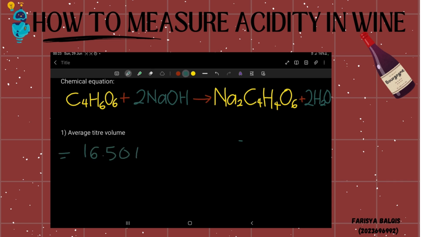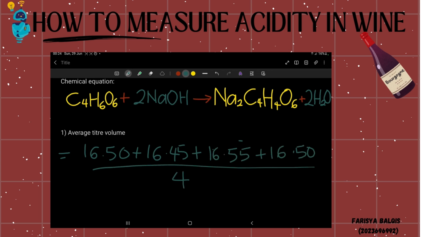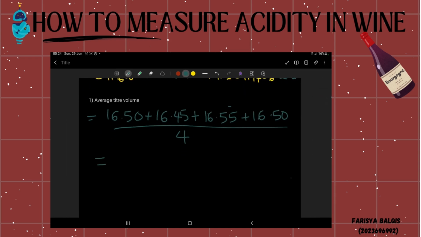Firstly, we calculate the average titre volume using the trials provided, which are 16.5 plus 16.45 plus 16.55 plus 16.5, divided by 4, and we will get 16.15 ml. So here is the volume of sodium hydroxide.